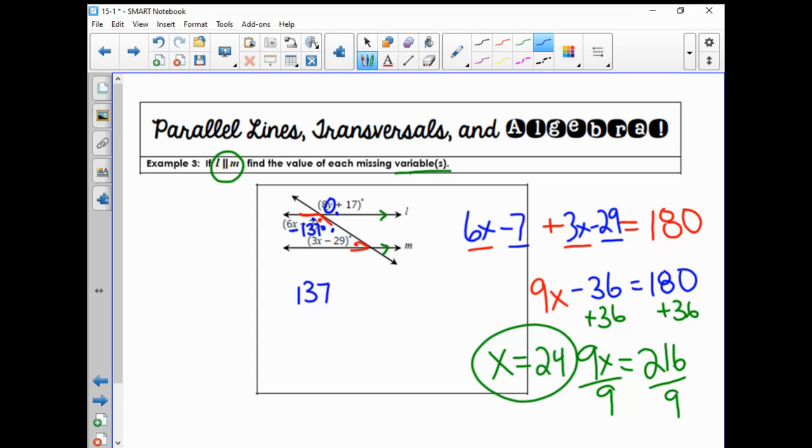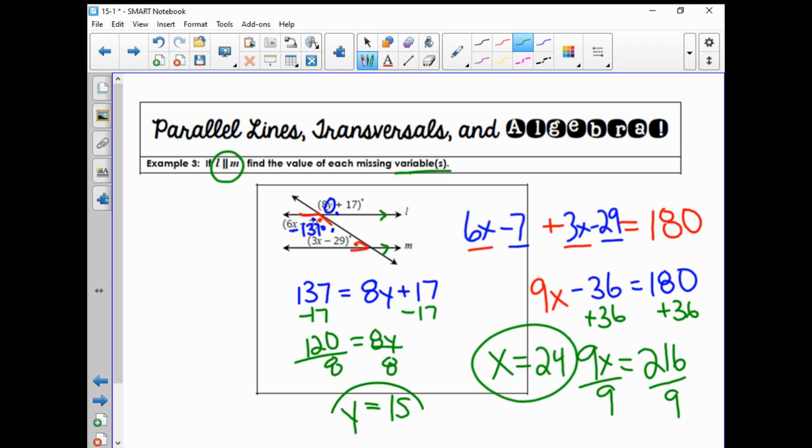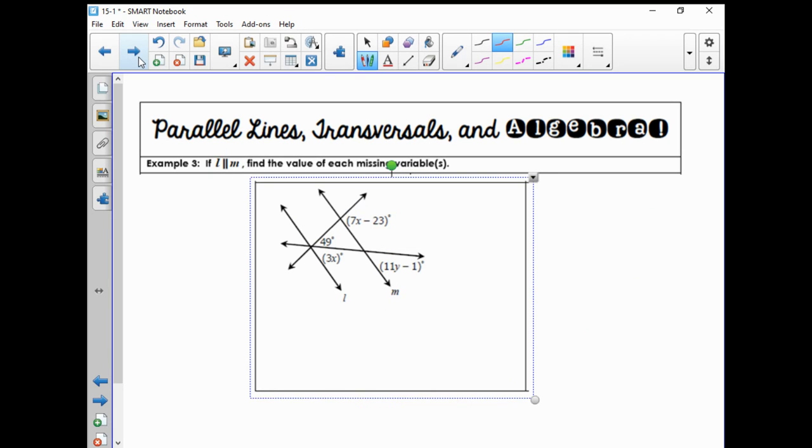So we can say that 137 is equal to this 8y plus 17. And then go ahead and solve. Subtract our 17 from both sides. 120 is equal to 8y. 120 divided by 8. We divide both sides of the equation by 8. Y here is equal to 15. So x is 24, y is 15. Let's look at the next example right here.